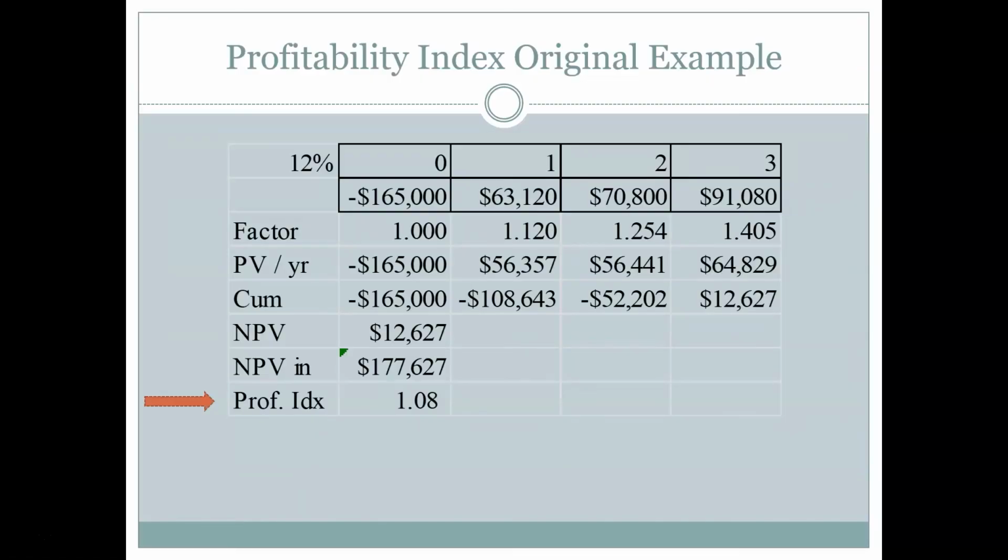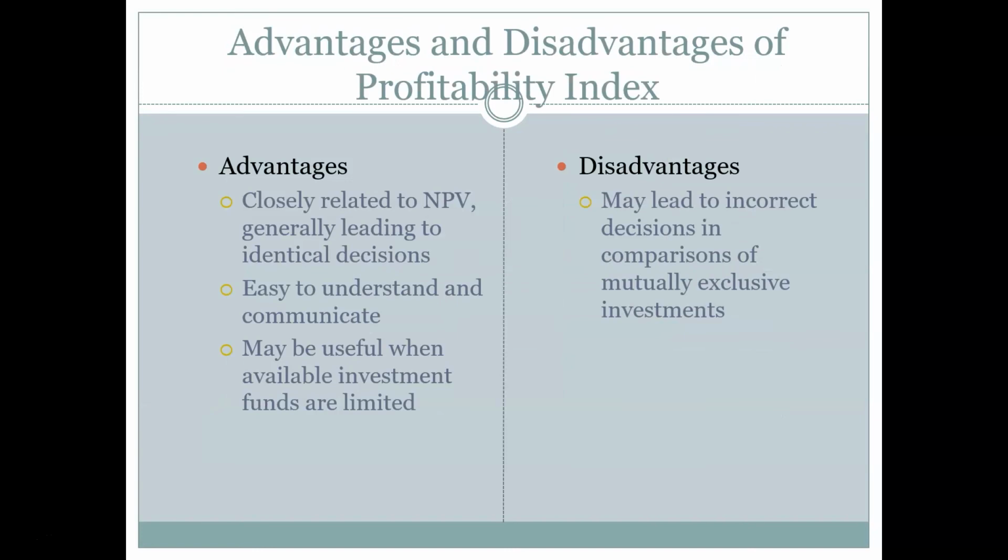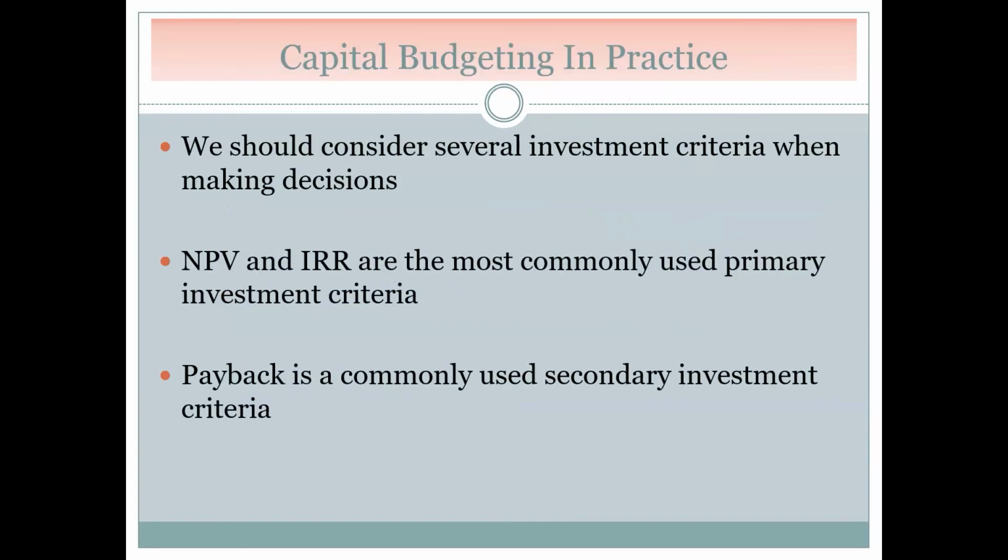And we work our example. We can see that the Profitability Index for this example indicates value, indicates that it's a generally efficient use of our firm's investment money. So how do we wrap this up?